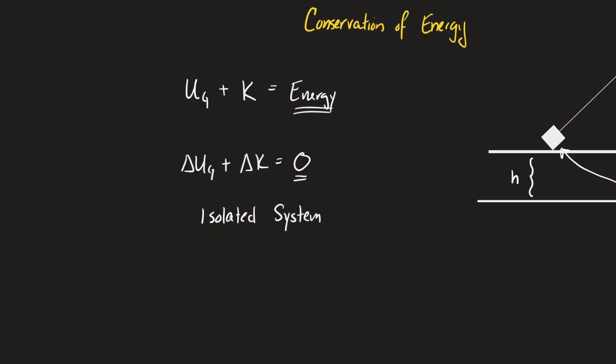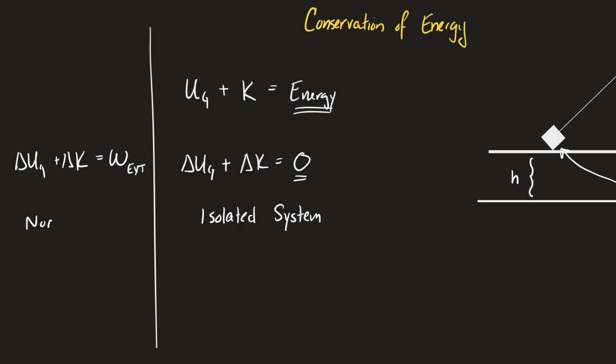Now, if your system isn't isolated, which is quite reasonable, then the change in potential plus the change in kinetic would be equal to the work done by an external force. This is for a non-isolated system, meaning your system is experiencing an external force. It could be something simple like air resistance or friction. That's an external force. It would slowly bleed energy away from your system.